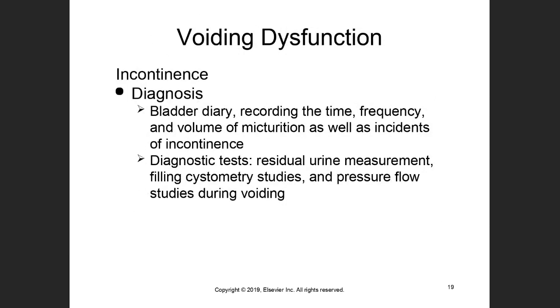For diagnosis, basically the first thing that you do is a bladder diary. A bladder diary is where the patient has to record how many times they go to the bathroom, how many times they go at night. They have to record daily how they go to the bathroom. Okay, and then from there, you put the patient in treatment. Also, you could do a diagnostic test.